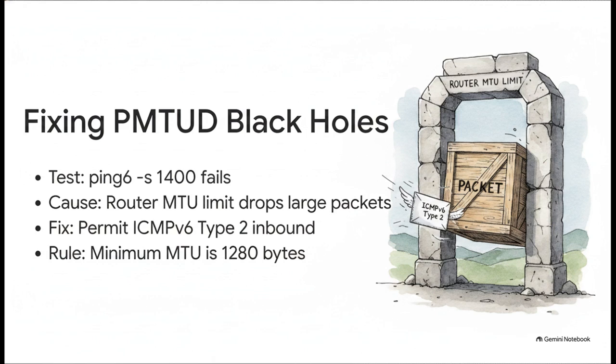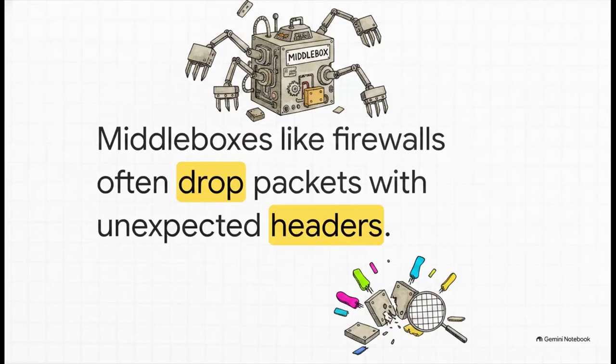And golden rule here, the absolute minimum MTU for IPv6 is 1280 bytes. Never go lower than that. Another silent killer you've got to watch out for involves extension headers. Middle boxes, we're talking your legacy firewalls, load balancers, WAN optimizers. They often just panic and drop packets that have unexpected IPv6 extension headers. We have all pulled our hair out over these.